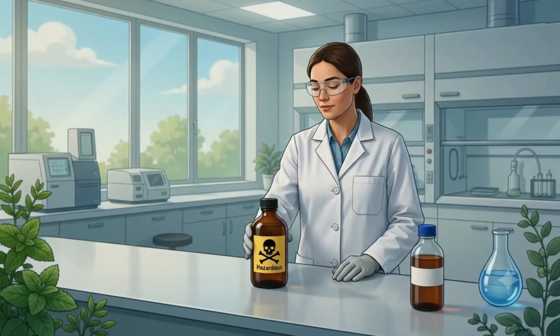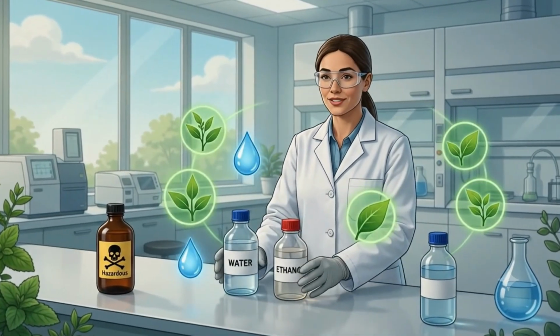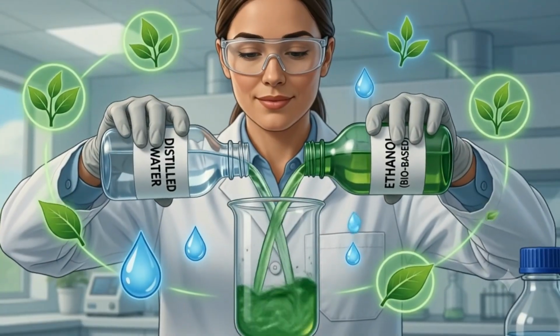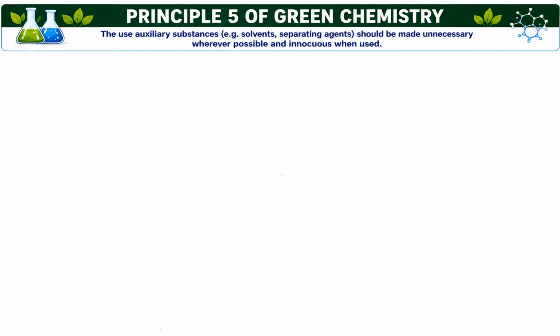Let's move to Principle 5 of Green Chemistry. It states that the use of auxiliary substances, for example solvents, separating agents, should be made unnecessary wherever possible and innocuous when used. To execute this principle, we need to follow certain steps from the beginning of chemical design.